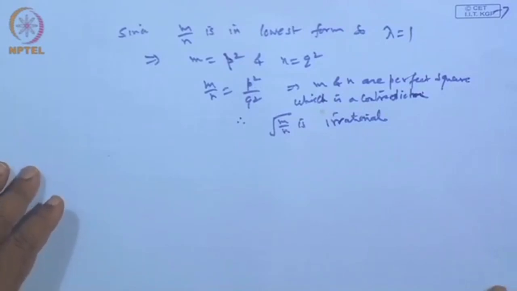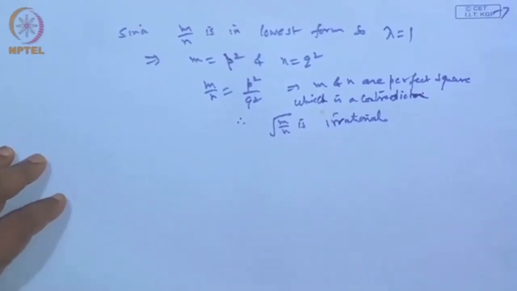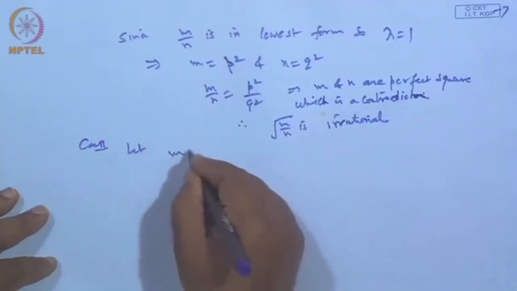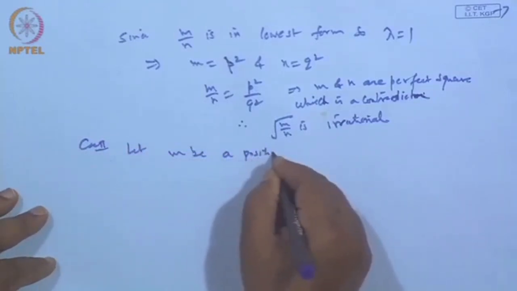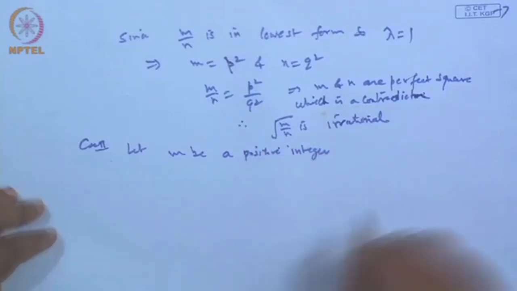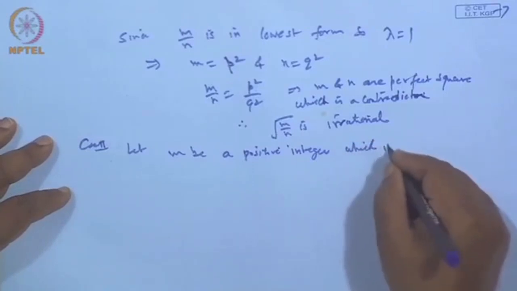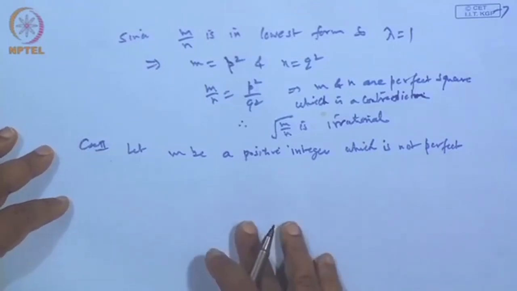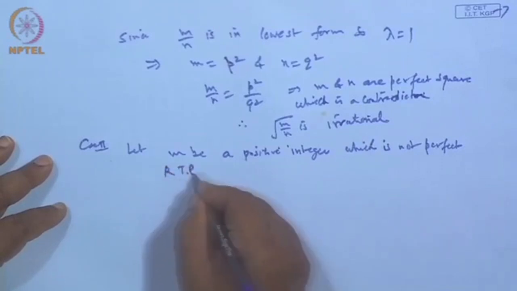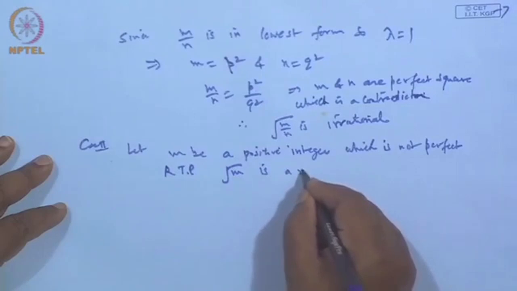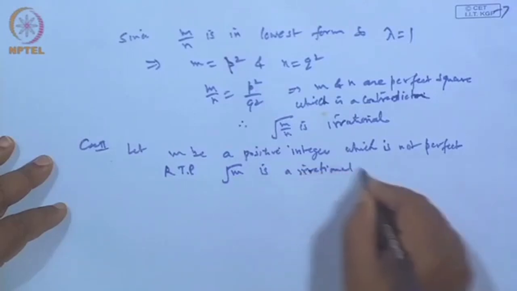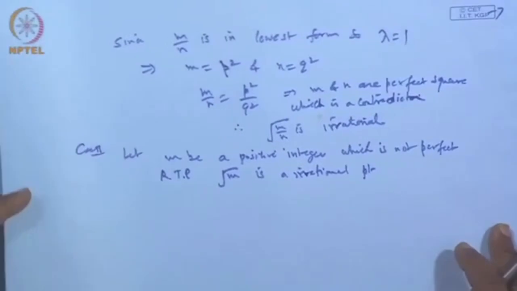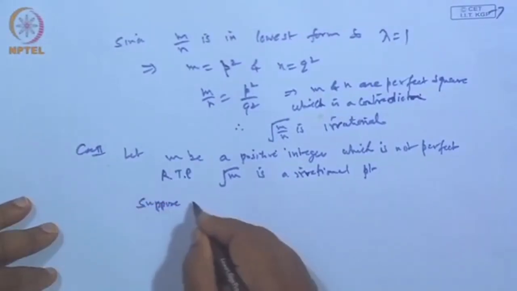Now, suppose we have a positive integer. The second case is, let m be a positive integer which is not a perfect square. It is required to prove that the square root of m is irrational. Suppose it is not true.